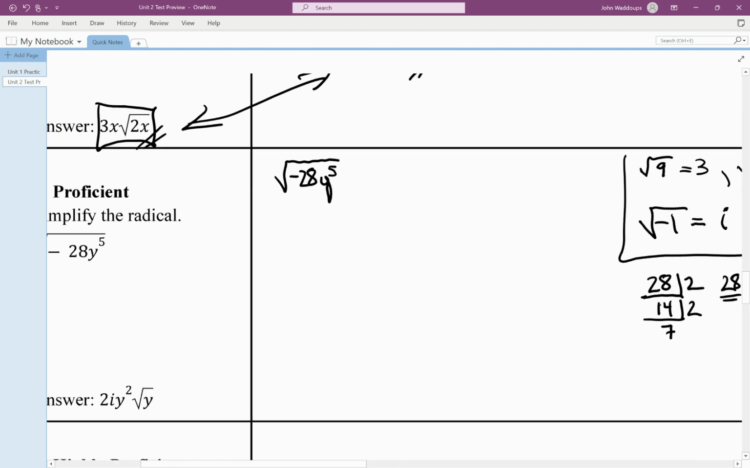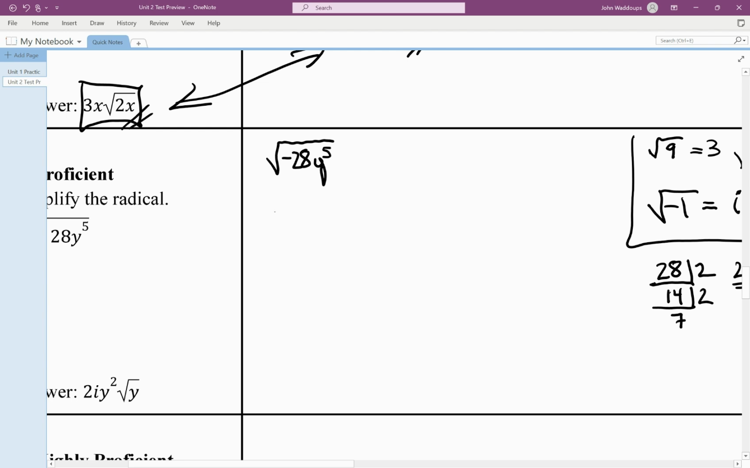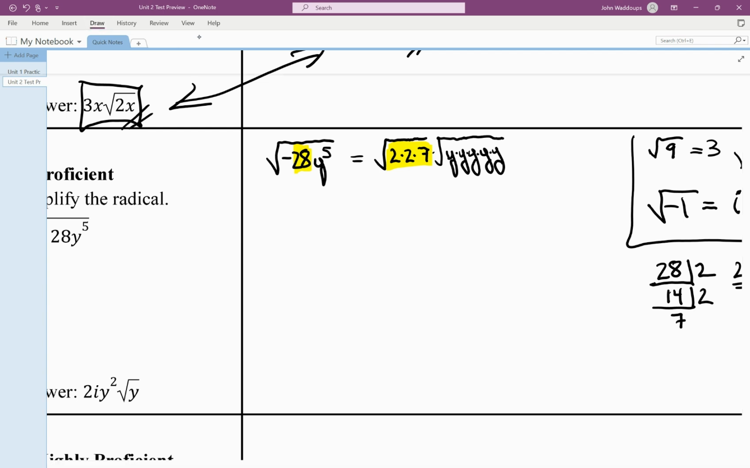So now I can break this thing down. I can say this is equal to the square root of 2 times 2 times 7. That part is my 28. And then times the square root of y to the fifth. And I'm going to break that down. y times y times y times y times y, 5 times. That takes care of that.